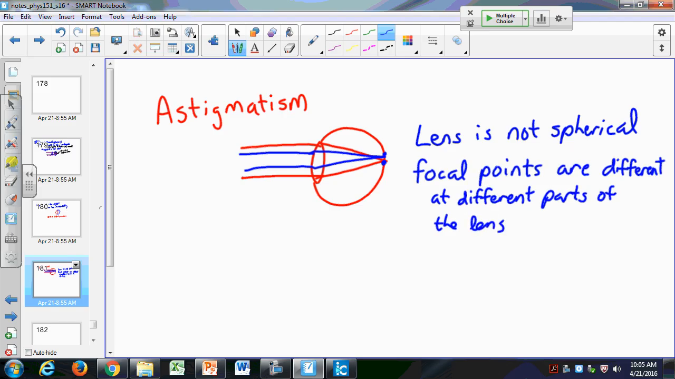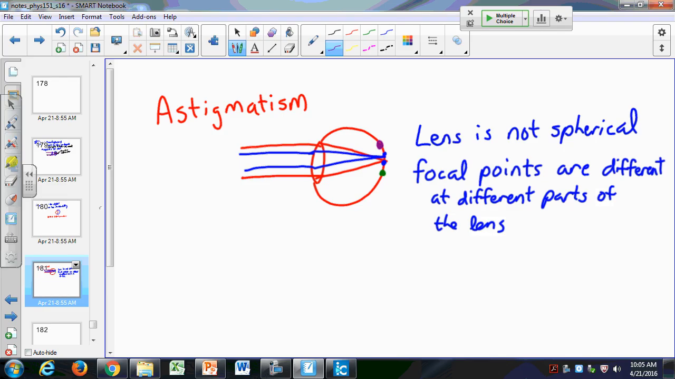So you can get all sorts of different images. You can have images forming here, you can have images forming here, all over the back of the eyeball. And you can correct this. You can't just use a simple convex or concave lens, but you have to have a lens that's specifically fit for your eye to counteract those different focal points. So it's certainly correctable, but it's more complicated than just for nearsightedness or farsightedness.